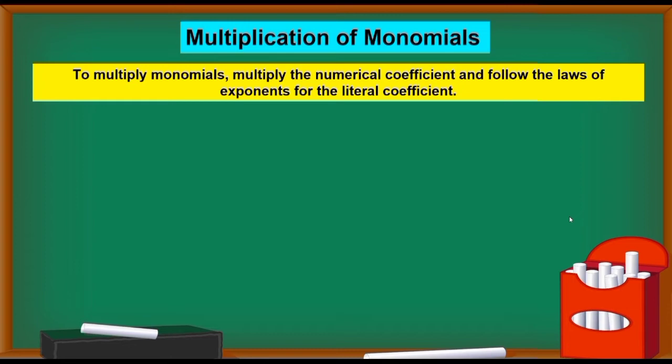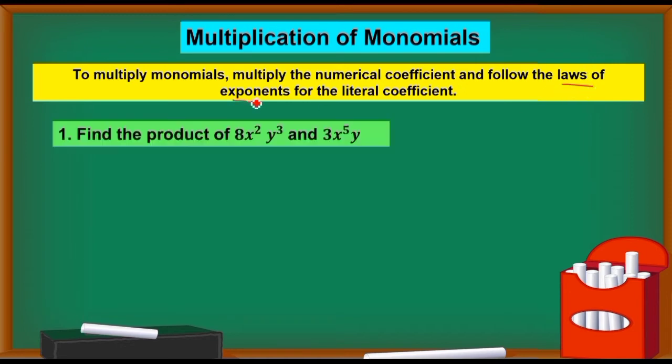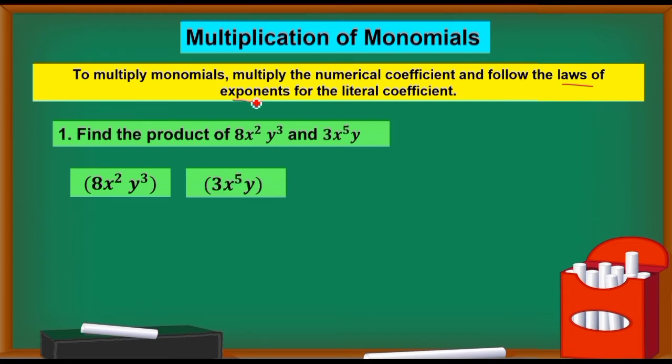Tandaan, kapag numerical o yung number, imumultiply lang daw po natin. Pero sa literal coefficient, gagamitin natin yung tinatawag nating laws of exponent. So, let us find the product of 8x squared y cubed and 3x raised to 5y. Una, ang gagawin po natin ay kunin natin yung number: 8x squared y cubed times 3x raised to 5y. Imumultiply lang po natin yung number, 8 times 3. And then tsaka natin isusunod yung ating x.